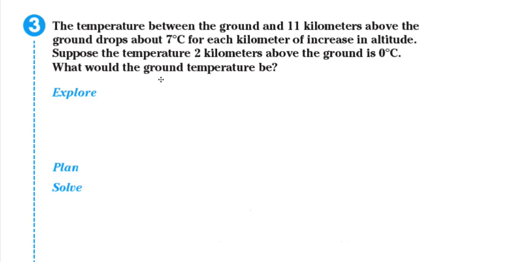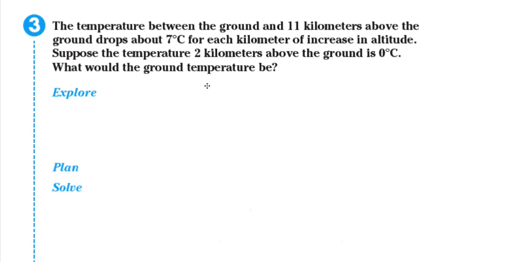Let's take a look at example number 3. The temperature between the ground and 11 kilometers above the ground drops 7 degrees for each kilometer of increase in altitude. Suppose the temperature 2 kilometers above the ground is 0 degrees Celsius. What would the ground temperature be?